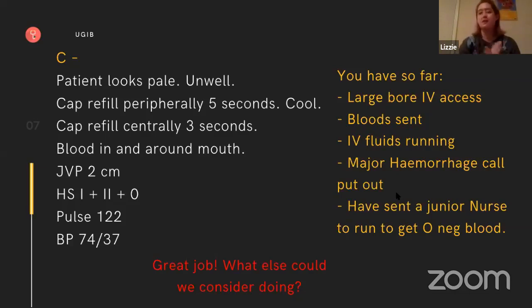Even though this is a scenario that would never happen, because you would never be left alone to deal with this on your own, and this is not to frighten anybody, this is all hypothetical. You will never be left to manage this on your own at any stage. But you're doing a great job so far. Let's think about if there's anything else we could be doing. So I'll whip through this because I think we've been talking for a long time.